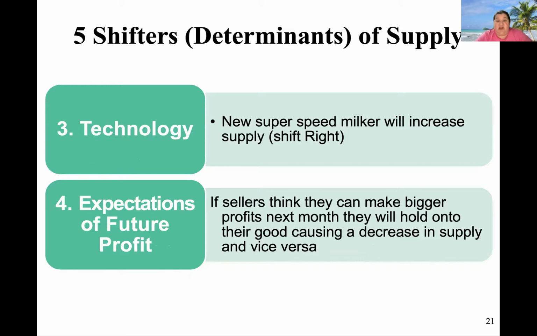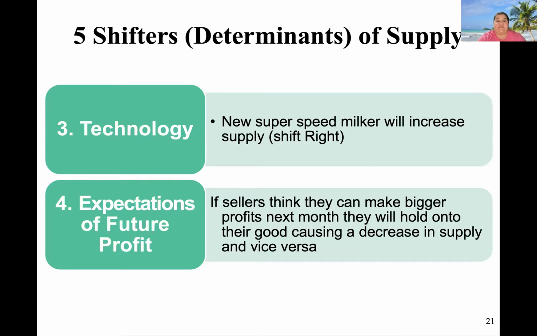Next, technology. That kind of goes with the example that we did at the beginning. If some sort of brand new technology comes around that makes producing milk faster or cheaper, or with significantly less raw materials, or whatever it is, it improves the technology for making milk and makes it more efficient, that is going to increase the supply. And of course, it would shift the graph to the right.